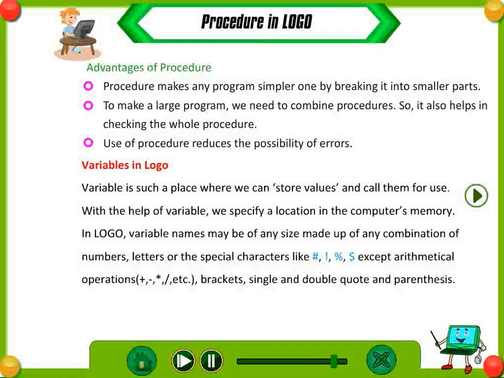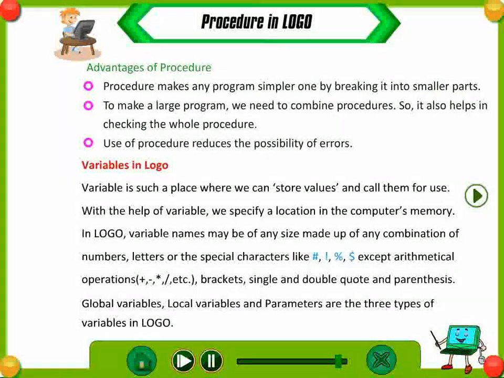Variables in Logo. A variable is a place where we can store values and call them for use. With the help of a variable, we specify a location in the computer's memory. In Logo, variable names may be of any size, made up of any combination of numbers, letters, or special characters like hash, exclamation mark, percentage, except arithmetical operations, brackets, single and double quotes, and parentheses. Global variables, local variables, and parameters are the three types of variables in Logo.